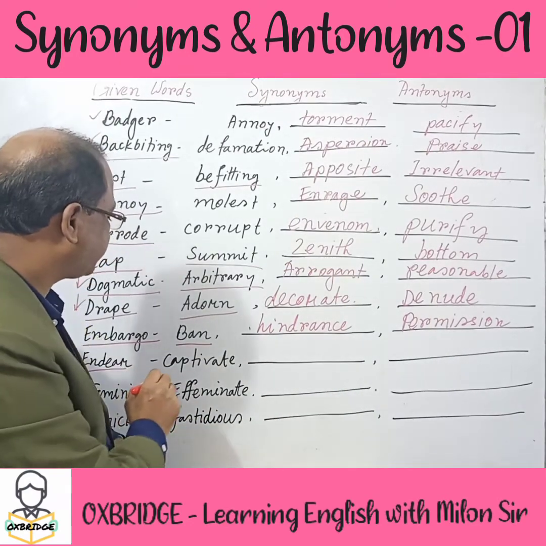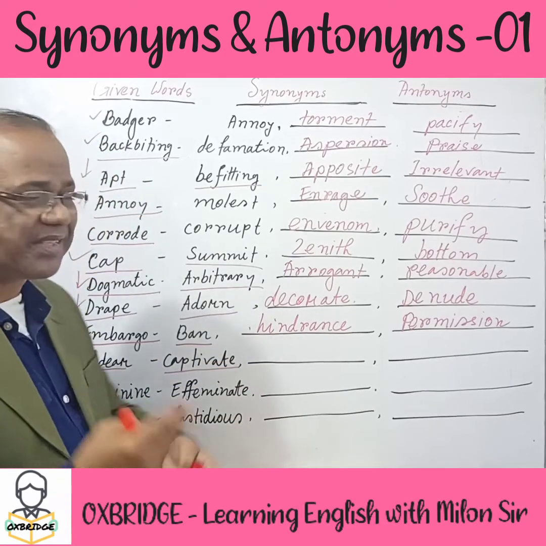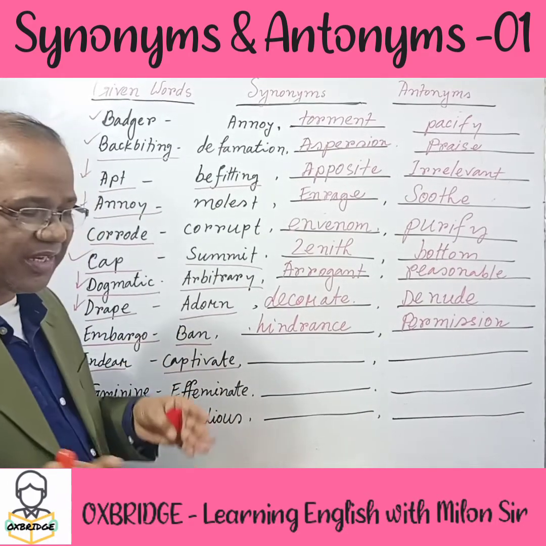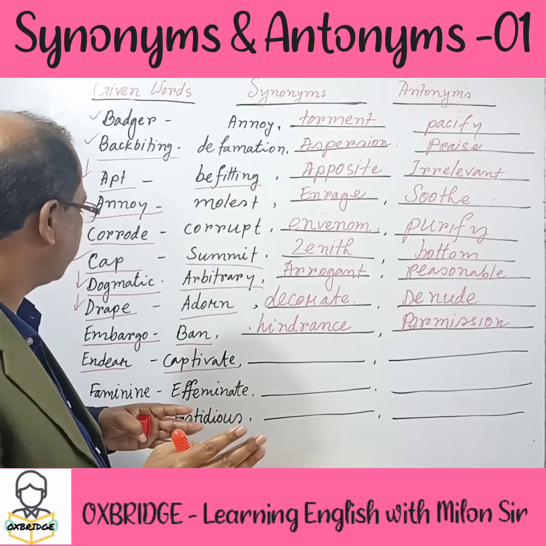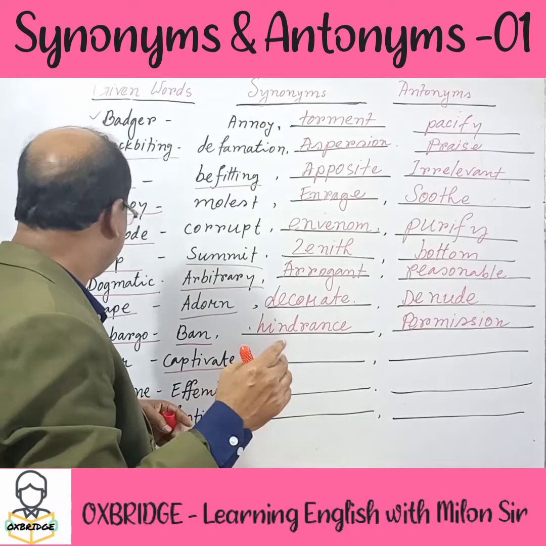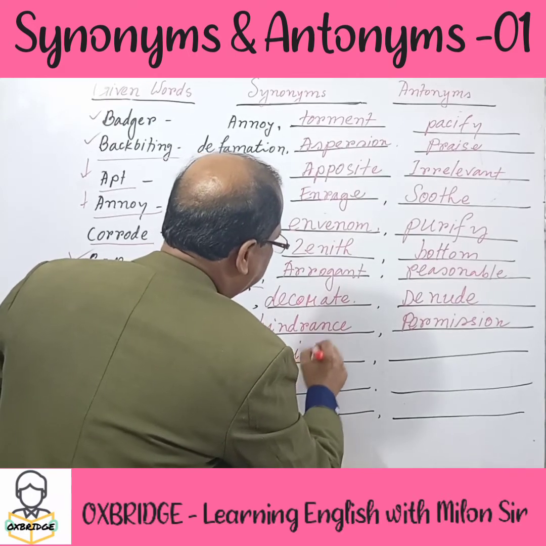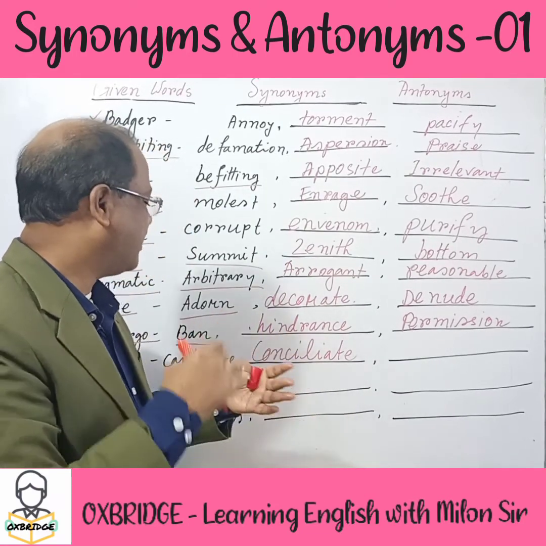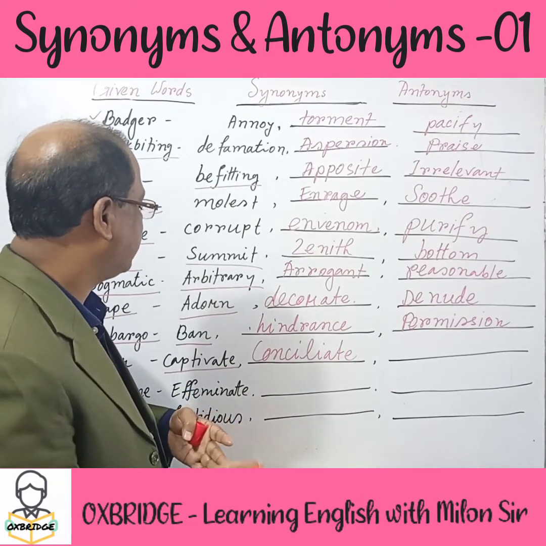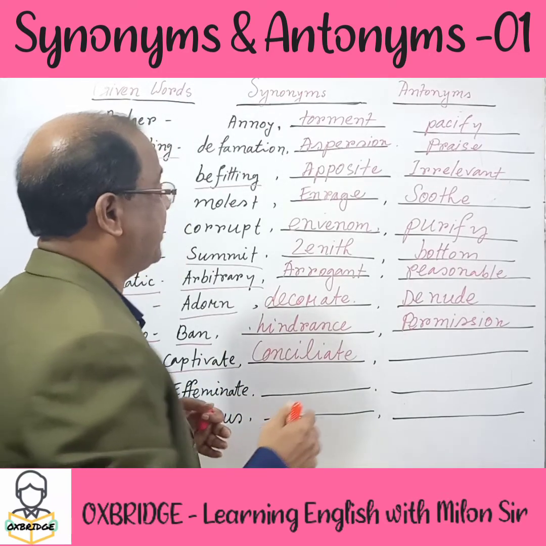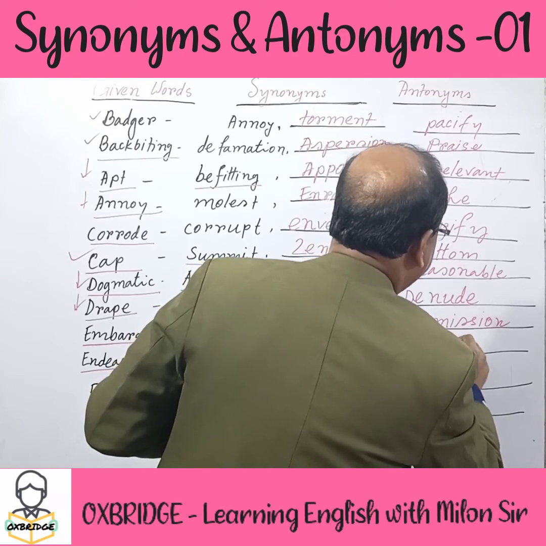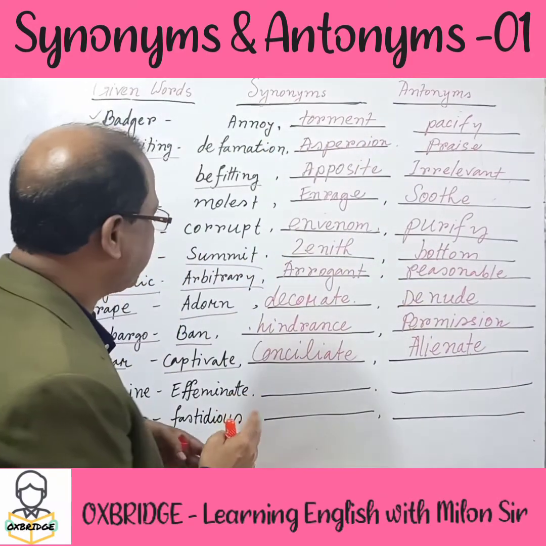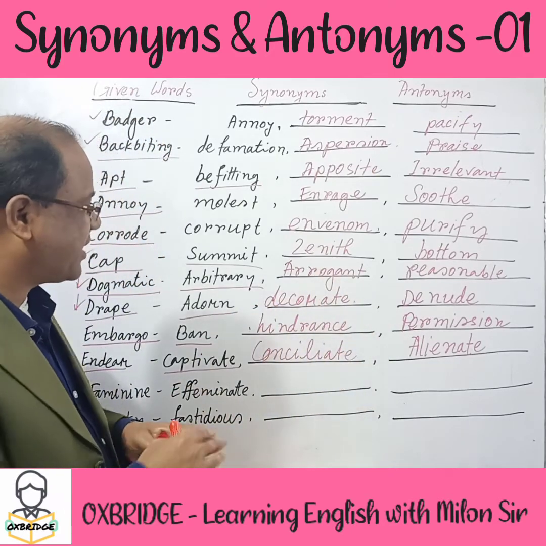Next one we have to discuss, you can see endear. Endear means to captivate someone or something, to make someone your friend. That is captivate, that is to charm. So what can we write for the synonyms of endear? We can write conciliate. Endear means captivate or conciliate, and for antonym we can write alienate. So endear, captivate, conciliate are the synonymous words, and the antonym is alienate.